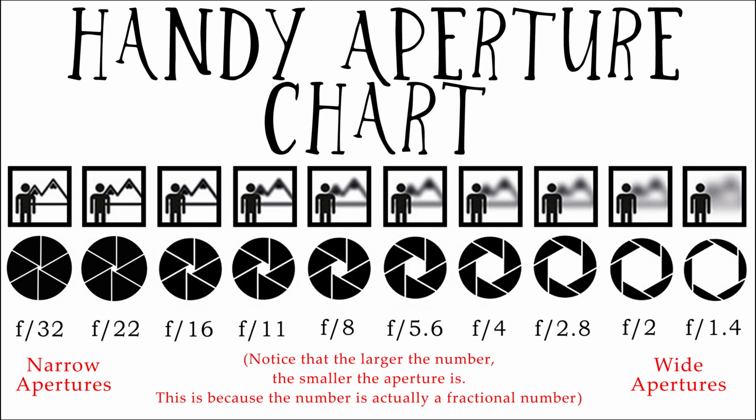Notice that the larger the f number, the smaller the aperture is. This is because the number is actually a fractional number. At wider apertures, your depth of field is shallower, and at smaller apertures, your depth of field is wider.